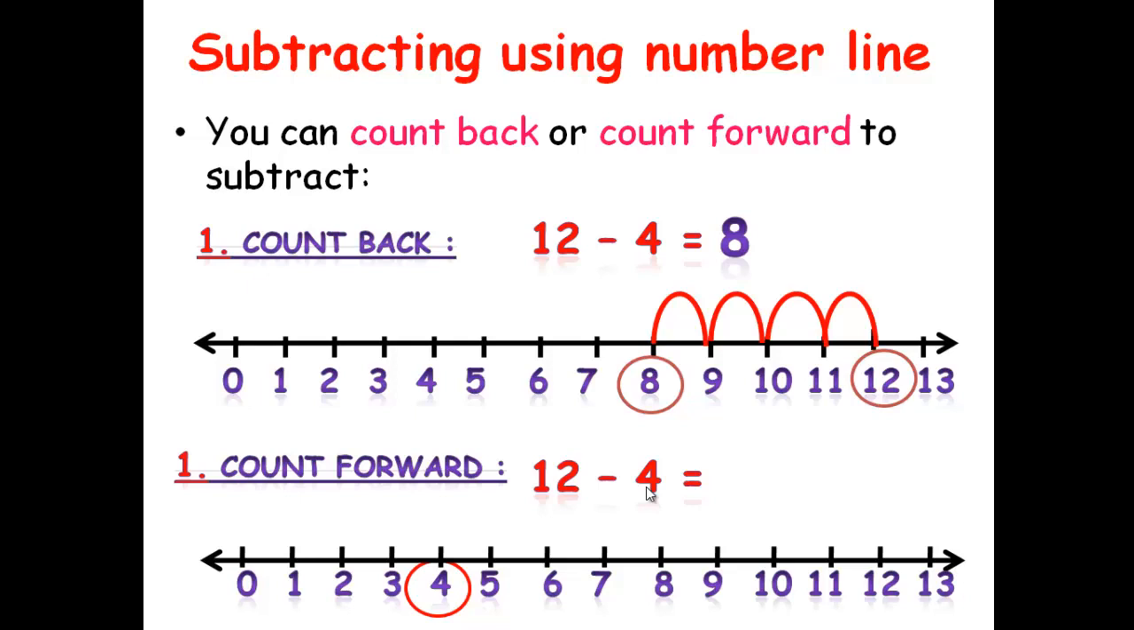Let's do it together. 1, 2, 3, 4, 5, 6, 7, 8. Very good. I stopped on 12. So, how many jumps did I do? Very good. I did 8. Let's count again. 1, 2, 3, 4, 5, 6, 7, and 8.